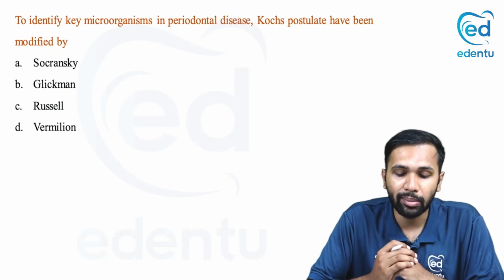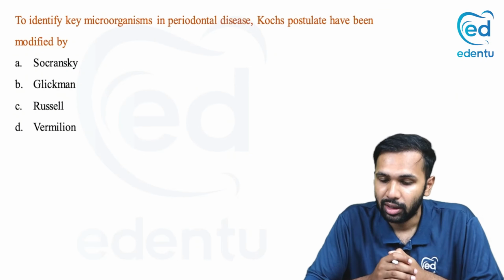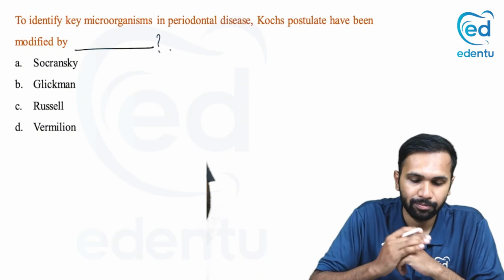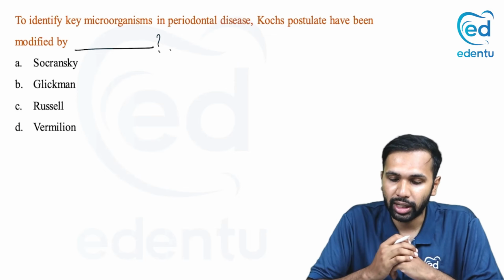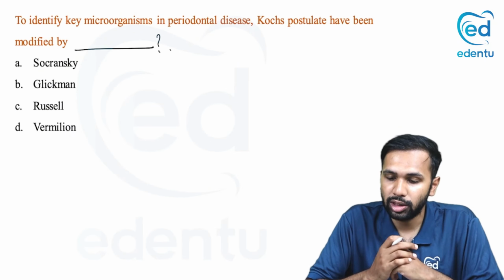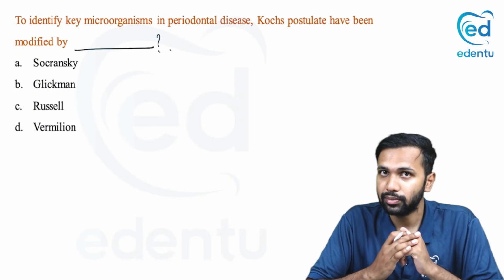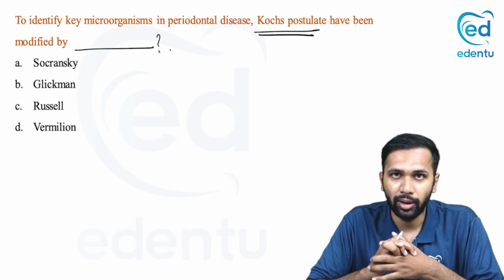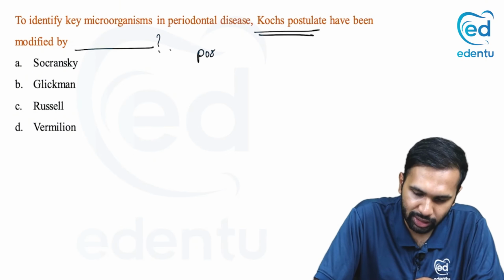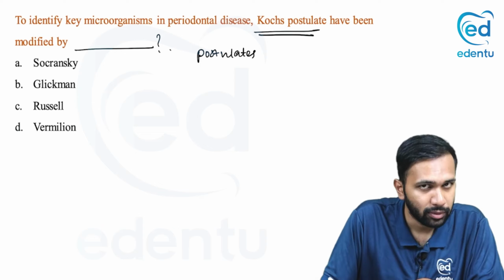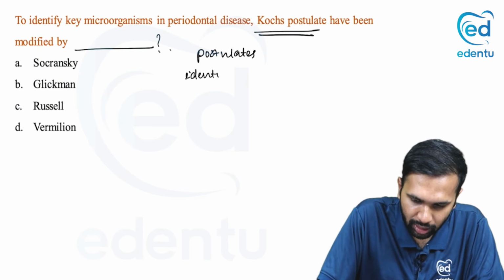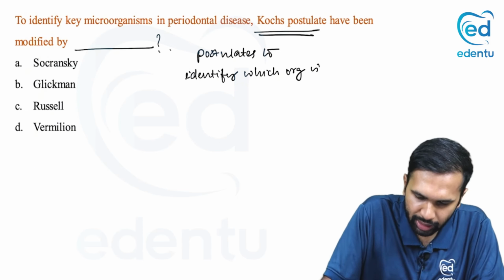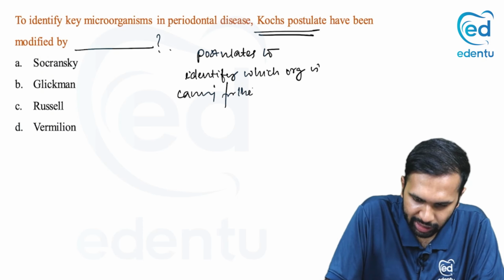To identify the key microorganisms in periodontal disease, Koch's postulates has been modified by which scientist? Has been modified by dash. Right. You should know Koch is very important. He was a very important microbiologist who gave certain postulates or theorems to identify which organism is causing or is responsible for the disease.